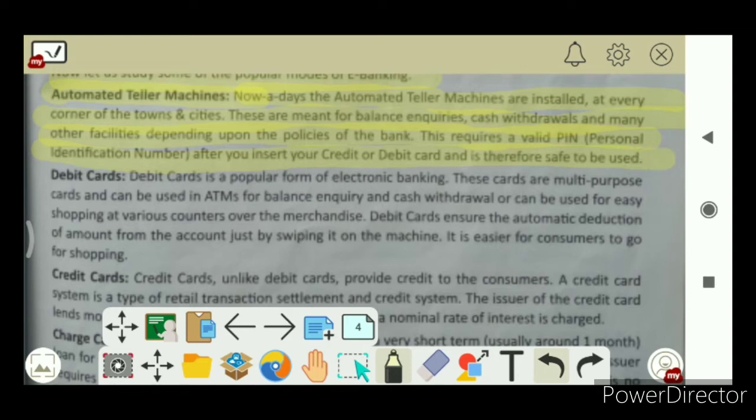Automated teller machines, or ATMs, are installed in the locality. If you want to withdraw some money, or use any banking services, you can do these things using the ATMs. You will have to have your ATM card, and you should know the valid PIN number for doing this.